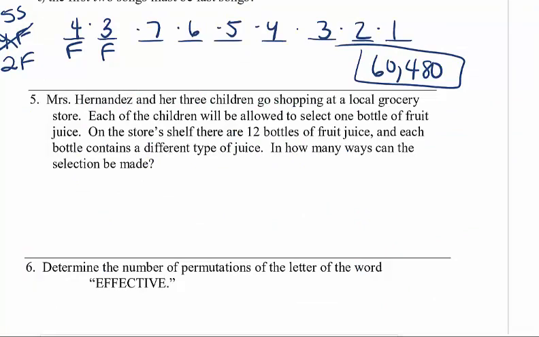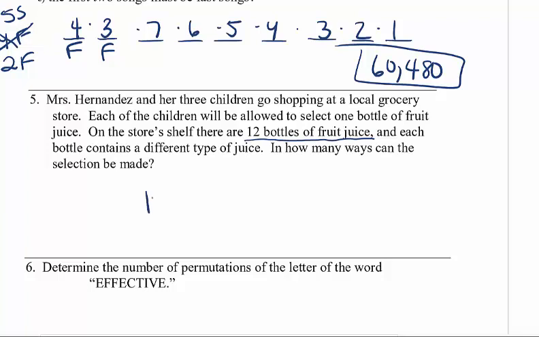So number 5, we have Mrs. Hernandez and her 3 children go shopping at a local grocery store. Each of the children will be allowed to select 1 bottle of fruit juice. On the store shelf, there are 12 bottles of fruit juice. So that's my total options. Each bottle contains a different type of juice, which is showing you there's no repetition allowed. How many ways can they select?